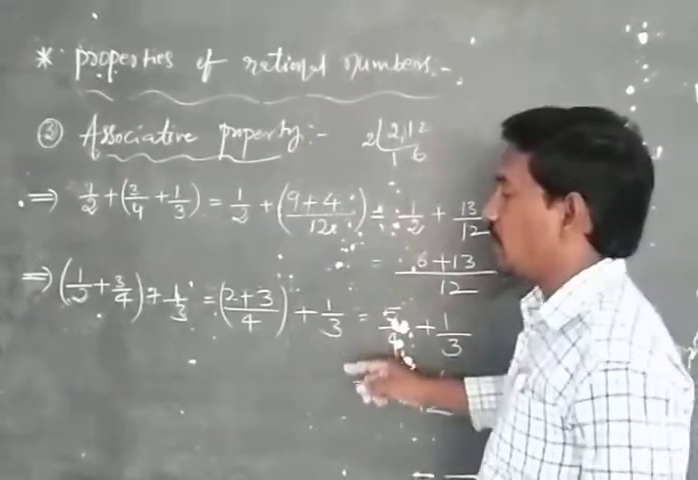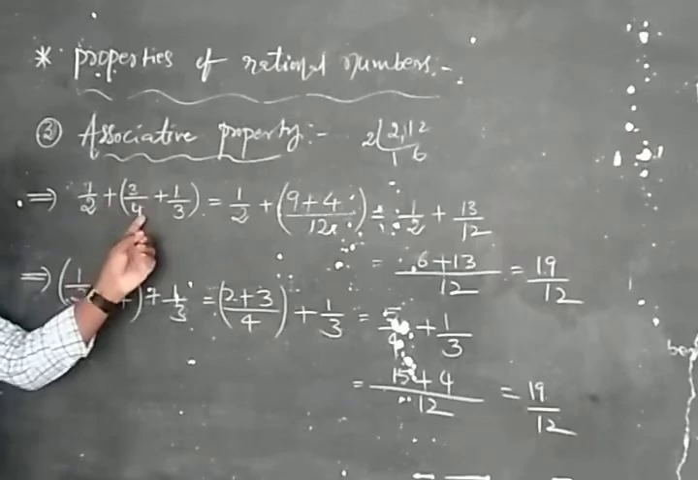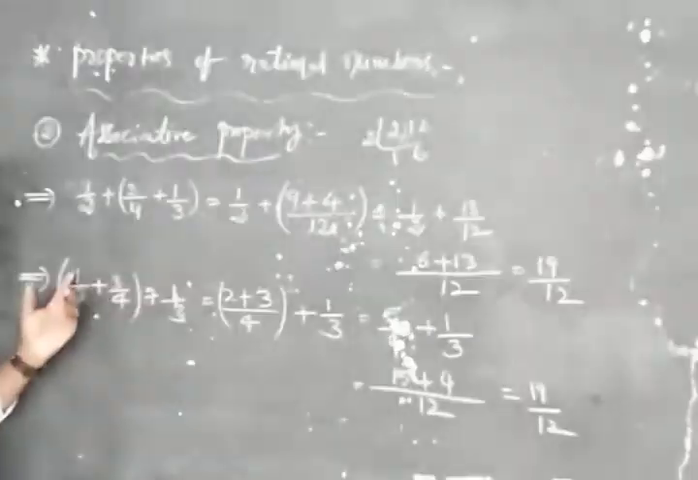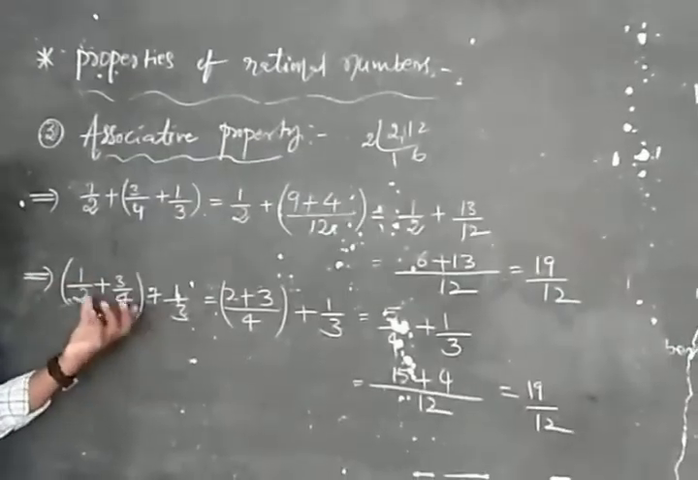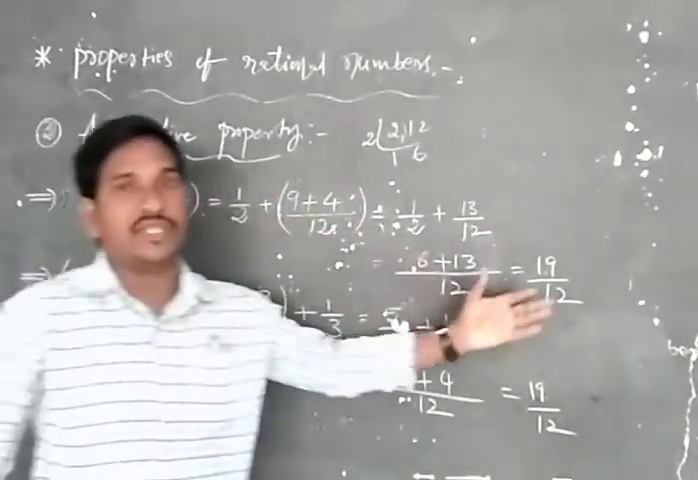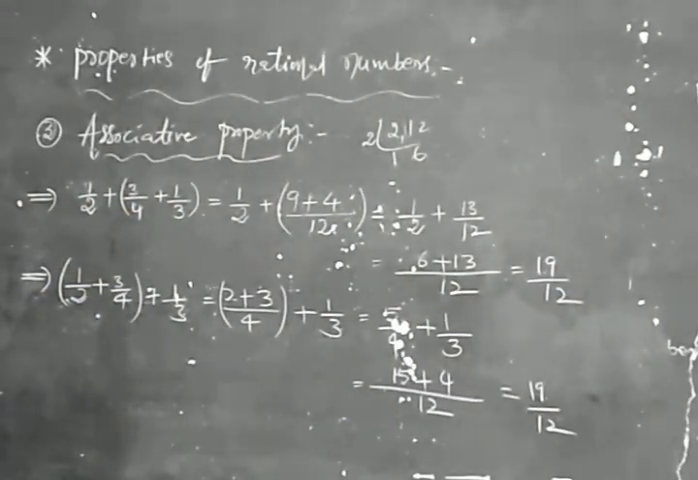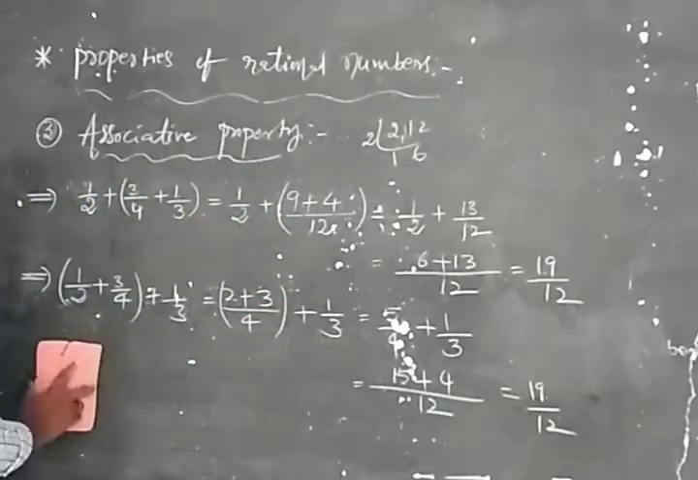So both answers are the same. When you rearrange and group, 3 by 4 and 1 by 3 are one group, and here 1 by 2 plus 3 by 4 are one group. So when the brackets are changed, the result is the same. That is why we have to conclude this is the associative property. Now write down.